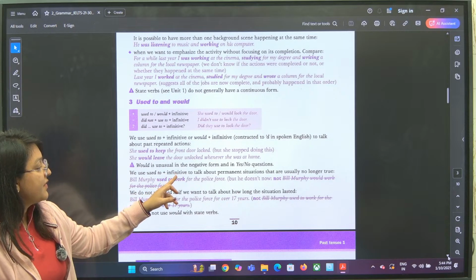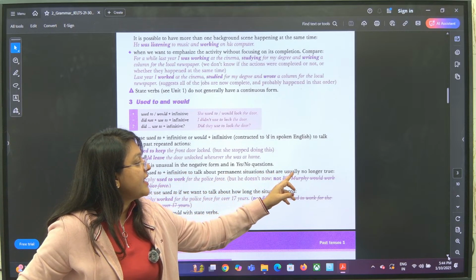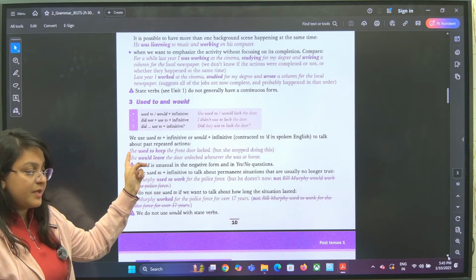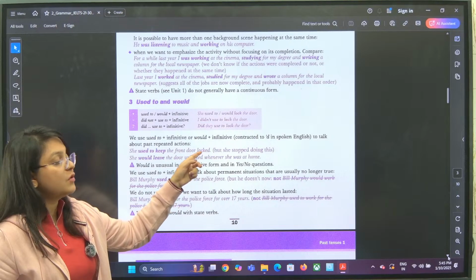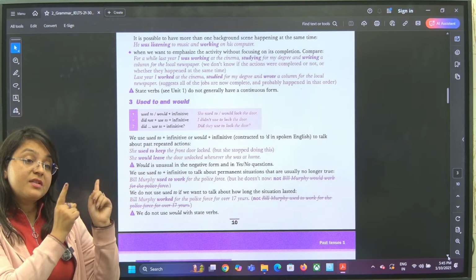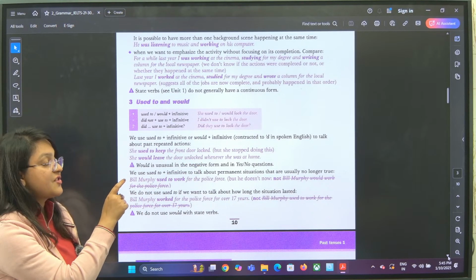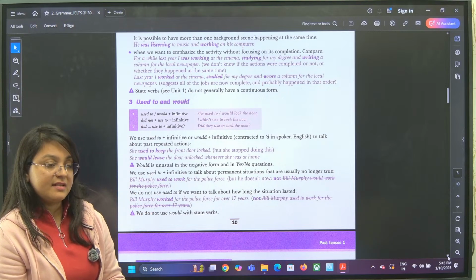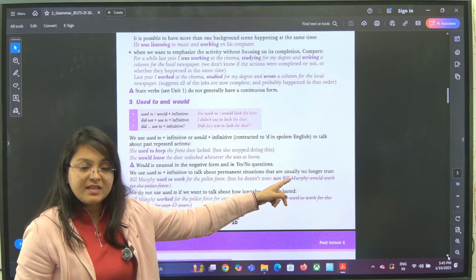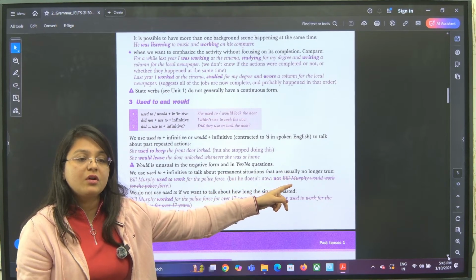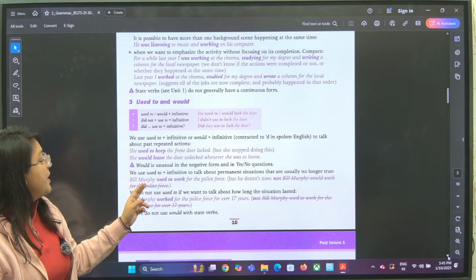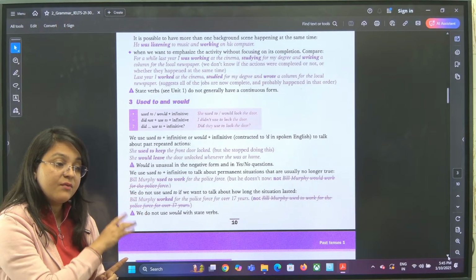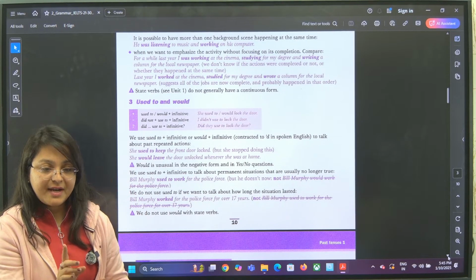Then we use used to plus infinitive to talk about permanent situations that are usually no longer true. Because suppose we talk about this statement only, she used to keep the front door locked. Why are we stating used to? Because this was the action she was performing in the past. She is not doing it in the present. So it does not have any relation with the present. So it is no longer true. Bill Murphy used to work for the police force. That means he was working with the police force in the past, but not right now.